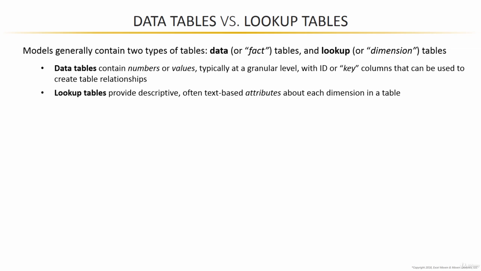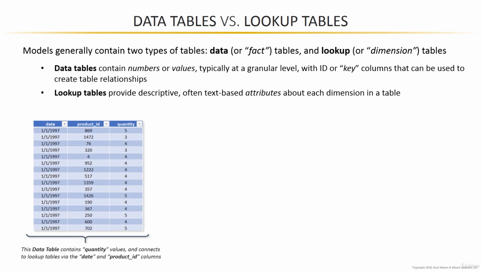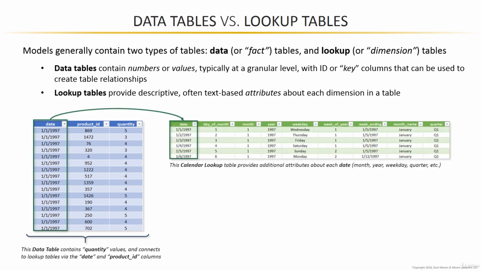So let's walk through an example here. This blue table is a data table. It contains numerical values, those quantities, along with two key columns that we can use to connect this data table with some lookups, a date column and a product ID column. So what we'll be able to do is take that date column and connect it to a date column within a calendar lookup table. And the entire purpose of the calendar lookup table, its entire reason for existing, is to provide additional information about each date.